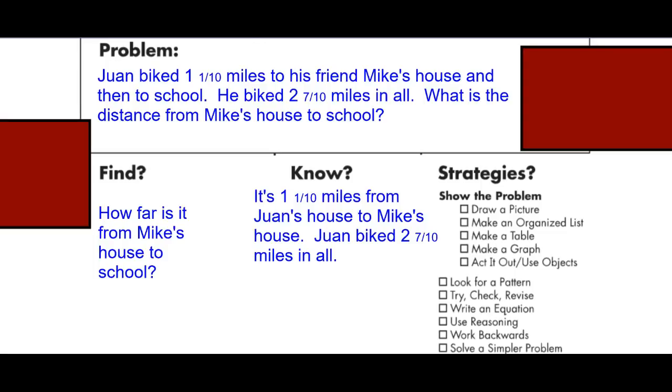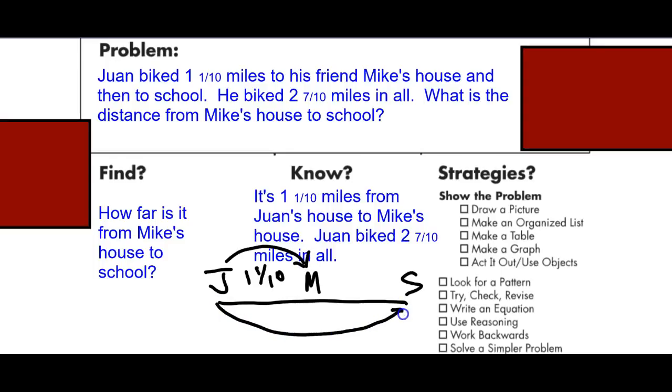So what does that really look like? Well, here's Juan's house. And here's the school. Somewhere, maybe not in the middle, is Mike's house. Okay, and we know that he biked 1 1/10 of a mile from his house to Mike's house. We also know that to get the whole way to school, the entire thing is 2 7/10 miles. So we're asked to find how far it is from Mike's house to the school.